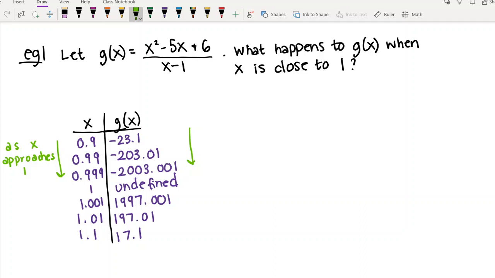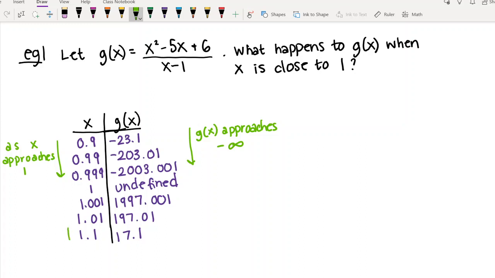So the way that I'm going to express that is I'm going to say g of x approaches negative infinity. So infinity, negative infinity, those aren't numbers, but what do I mean when I say approaches negative infinity? I mean that our results are getting more and more negative. So the closer our inputs get to 1, the more and more negative the outputs are going to be. So if we did 0.9999, you would get an even more negative answer.